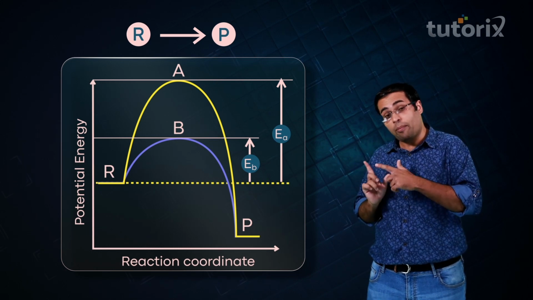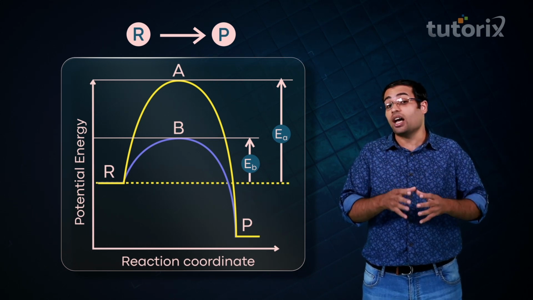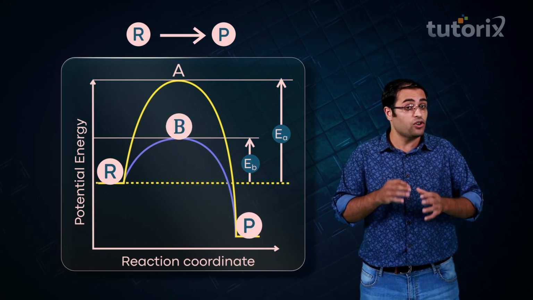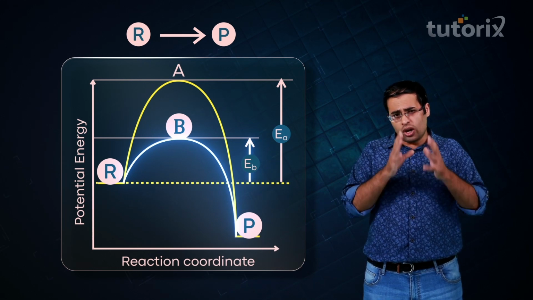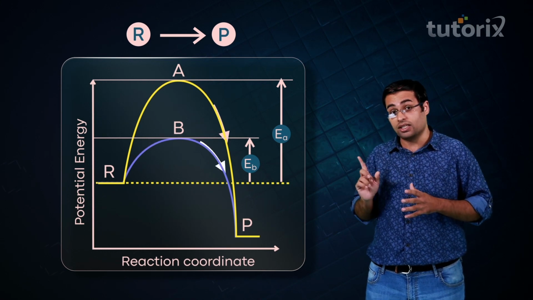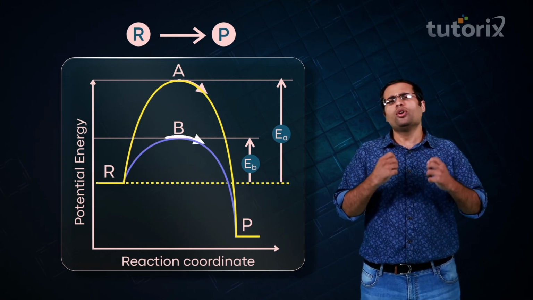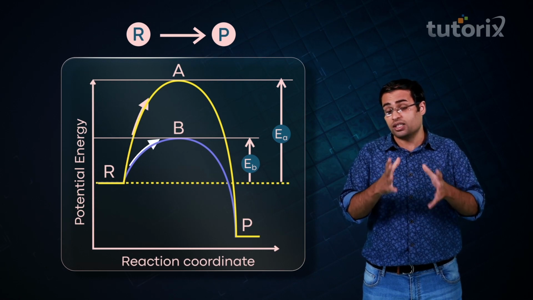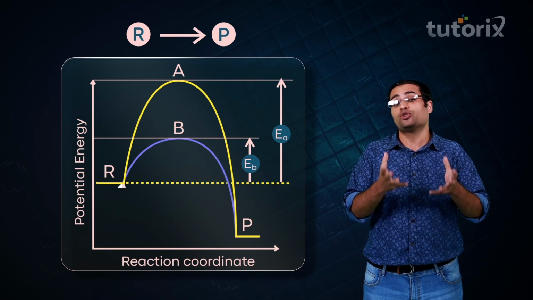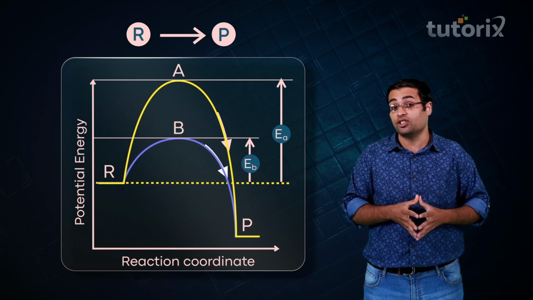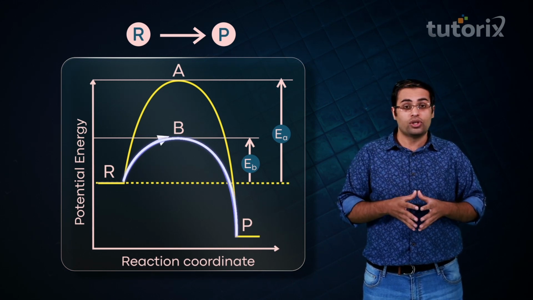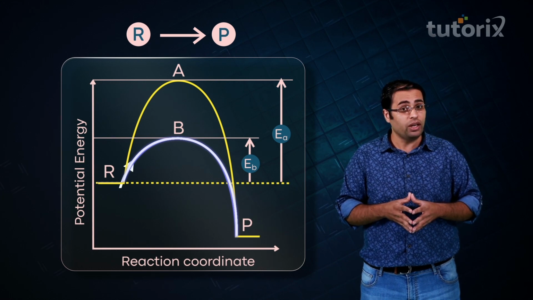Now, did you notice what has happened here? The reactant R can form product P also through the activated complex B and activation energy EB. So now, our reactant has two choices of forming product through two different paths, path A and path B. What do you think the reactant will choose? Which path will this reactant choose to form product P? Well, quite obviously, the reactant will choose the path which requires less energy, and that is path B. And in the presence of catalyst, the reactant chooses path B, leading to the formation of product P.